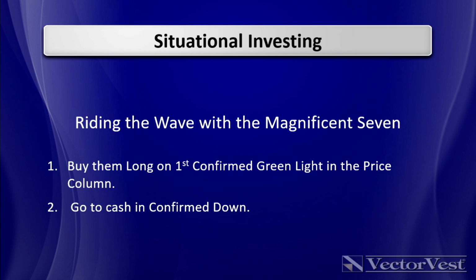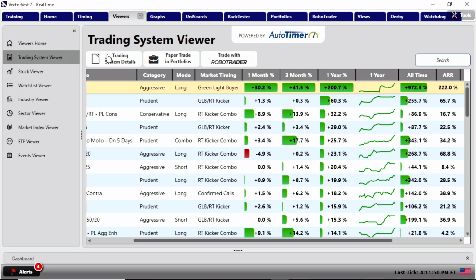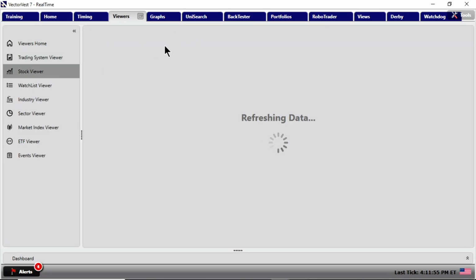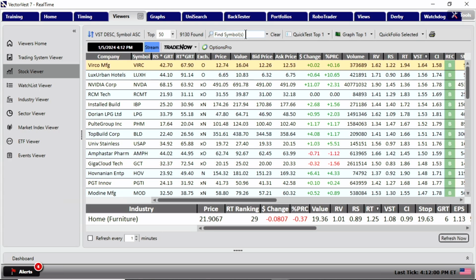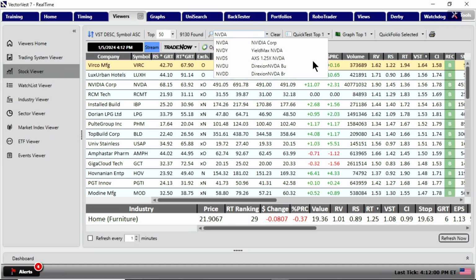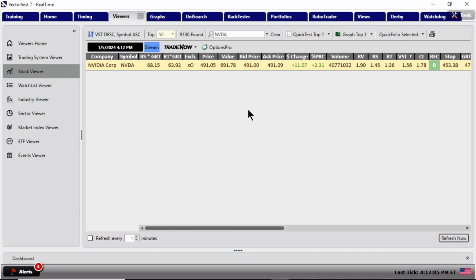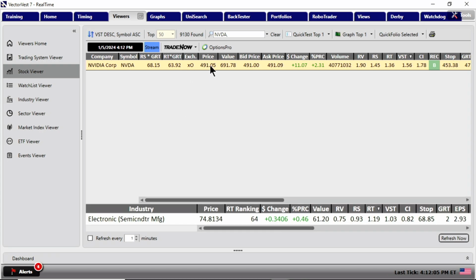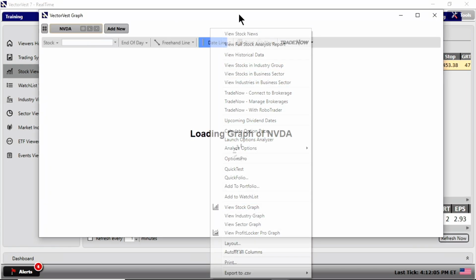Has anybody seen NVIDIA's value in VectorVest? We got to show it. Go to VectorVest. I'm not showing it. I don't care. Ray, we're staying until midnight? Yeah. All right, graph that sucker.